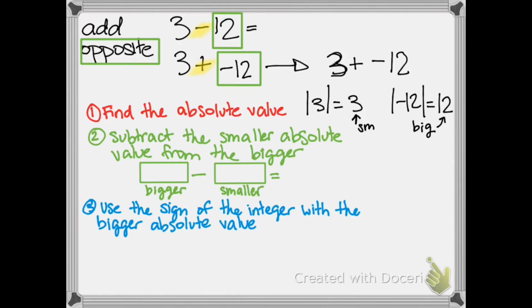So when I move on to step number 2 of adding integers, 12 is our bigger number, 3 is our smaller number, and when I subtract them, I get 9. I know that my answer is going to have a 9 in it. I have to figure out whether my answer is positive or negative. I remember that the bigger absolute value was 12. In my original problem here, 12 was negative. So my answer needs to be negative 9.